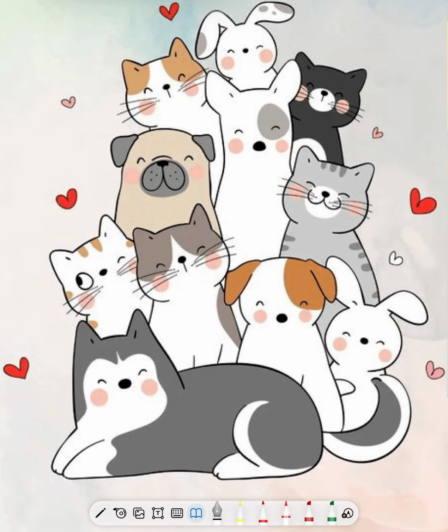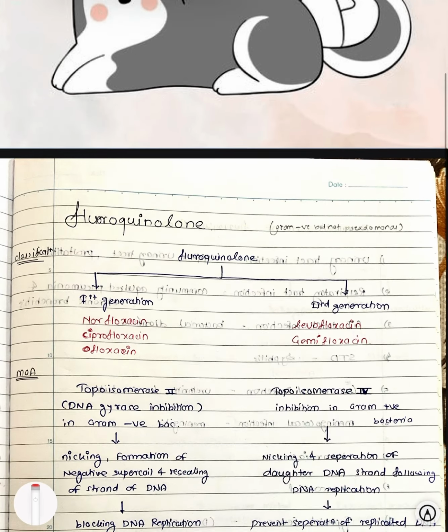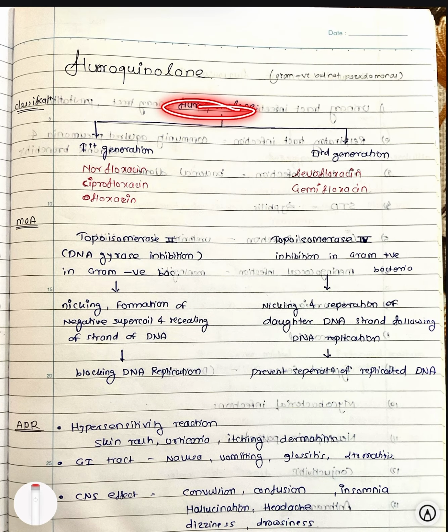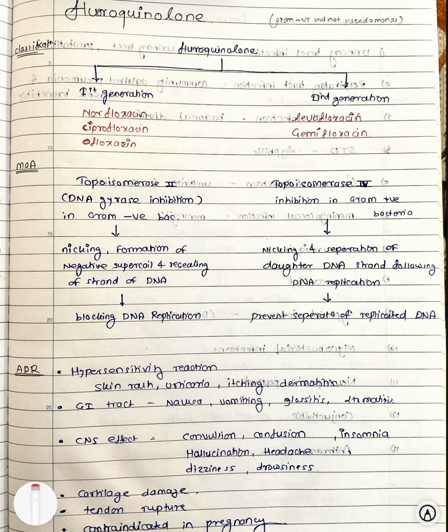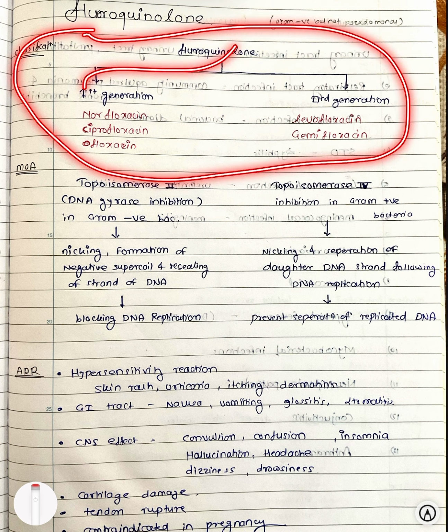Hi friends, today we are going to discuss a very important topic of the antimicrobial system, that is fluoroquinolones. The fluoroquinolones are of two types, as you can see, the first generation fluoroquinolone and the second generation fluoroquinolone. Examples of the first generation are norfloxacin, ciprofloxacin and ofloxacin, and examples of the second generation are levofloxacin and gemifloxacin. So this is the way you can classify the fluoroquinolones into two generations, that is the first generation and the second generation.